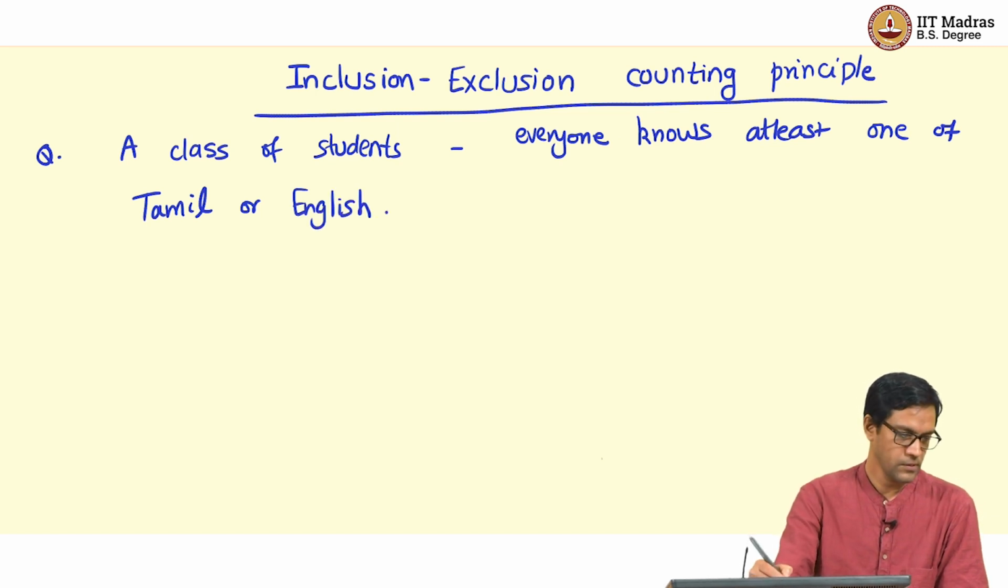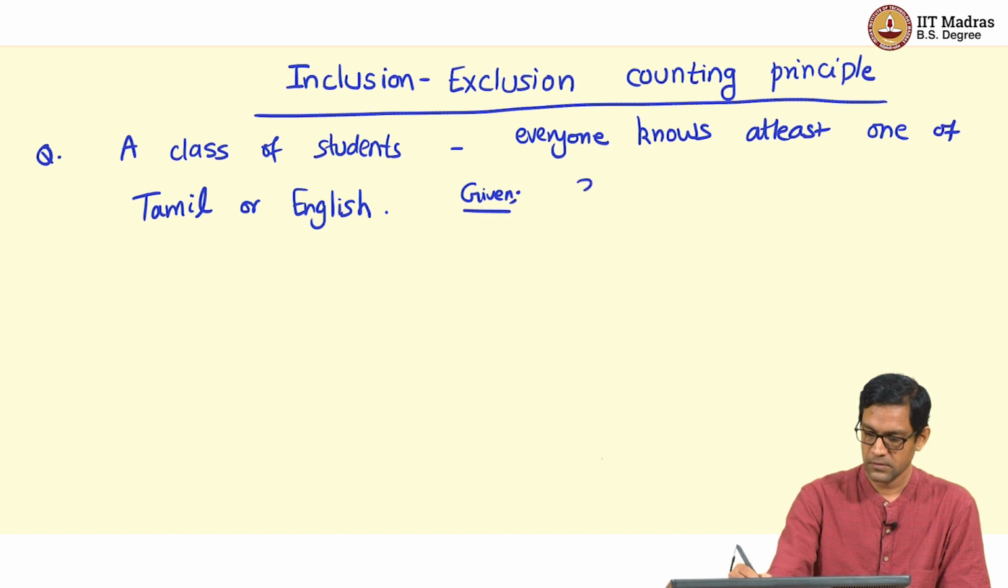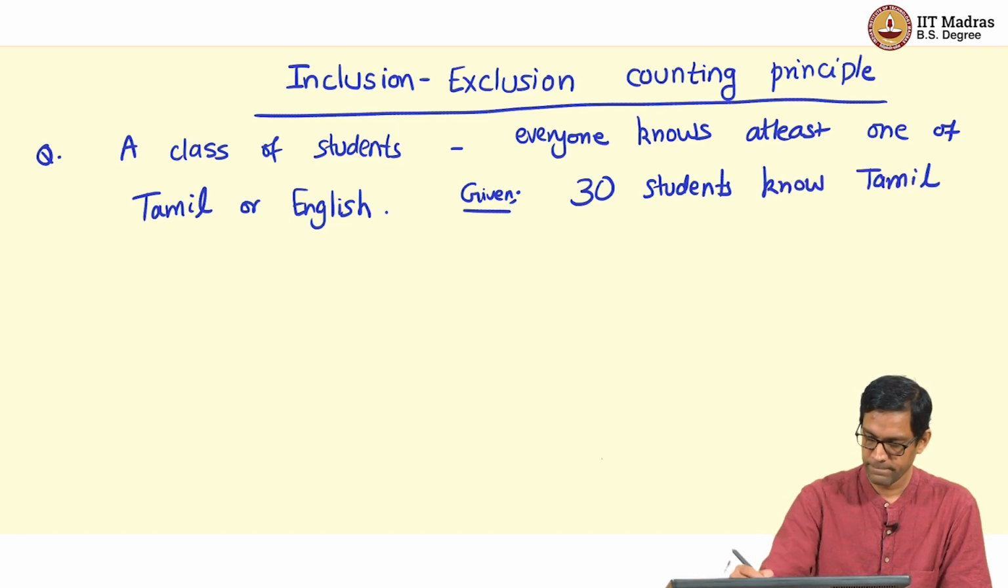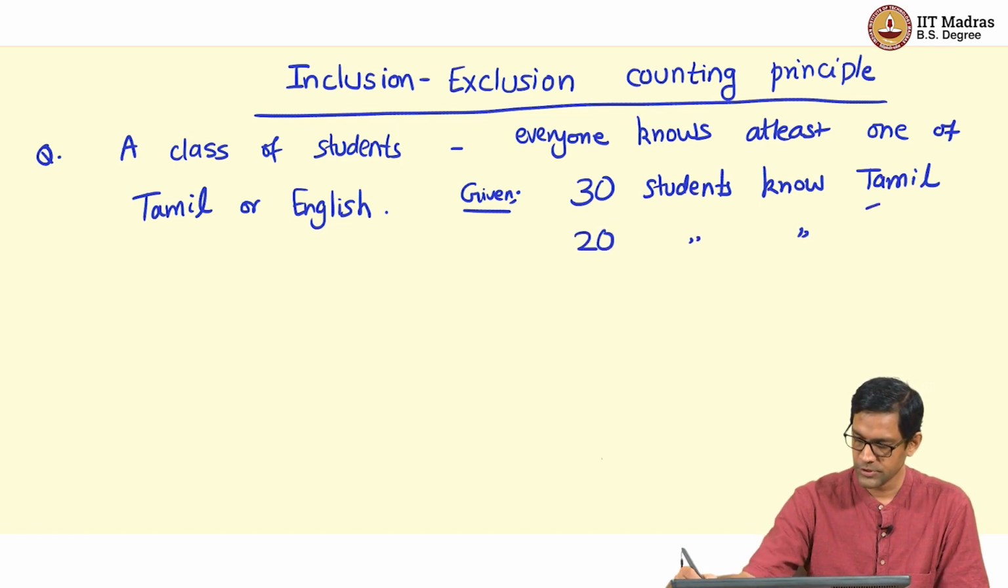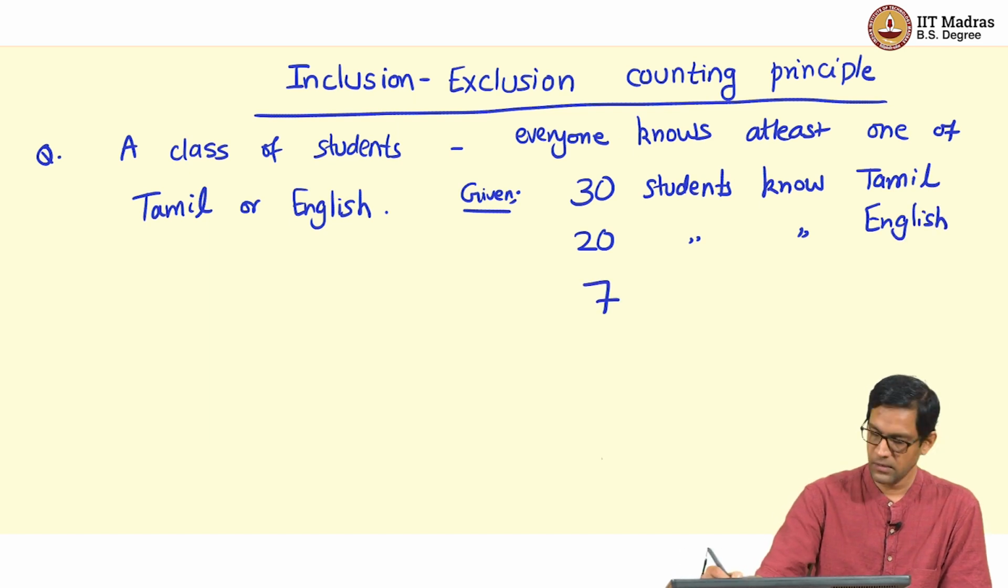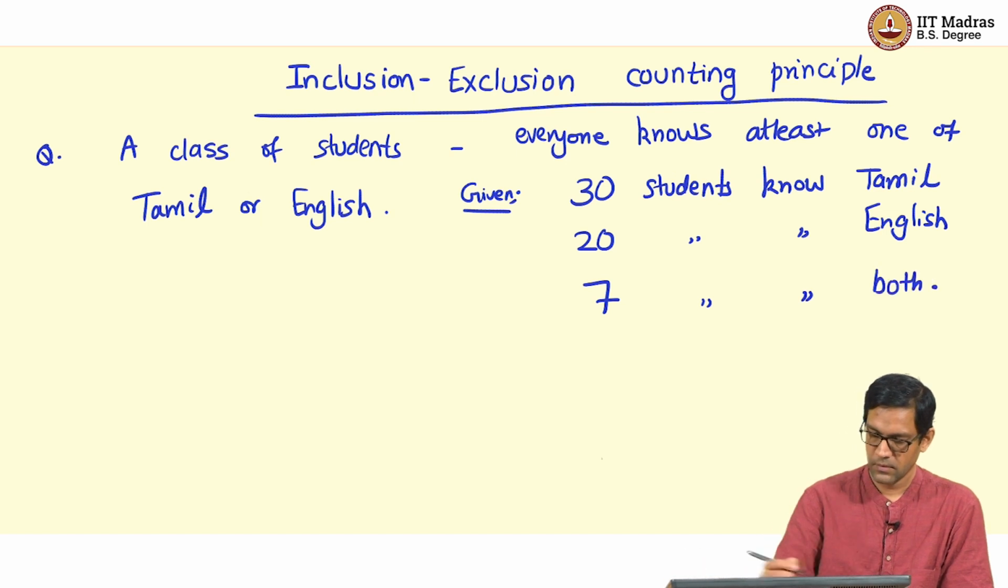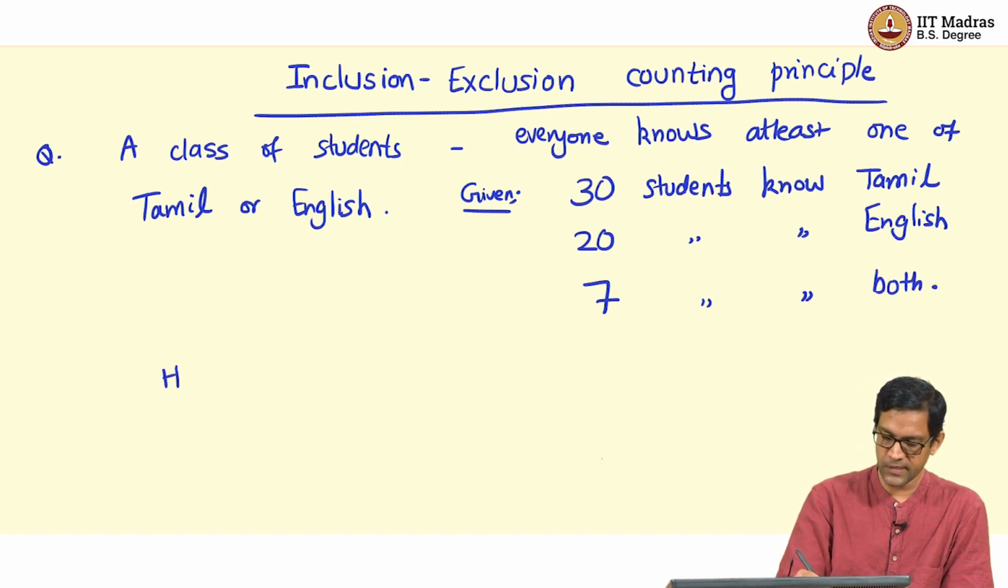Now, you are given how many know each. You are also given the following data: 30 students know Tamil, say 20 know English, and 7 know both languages. Now, the question is, how many students are there in the class?